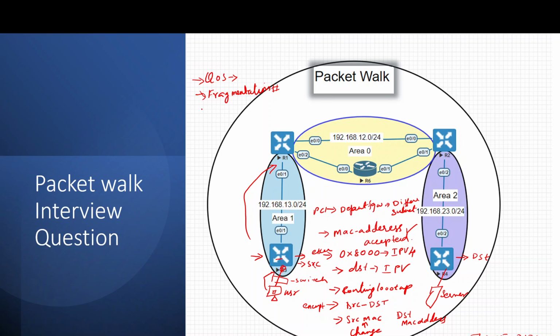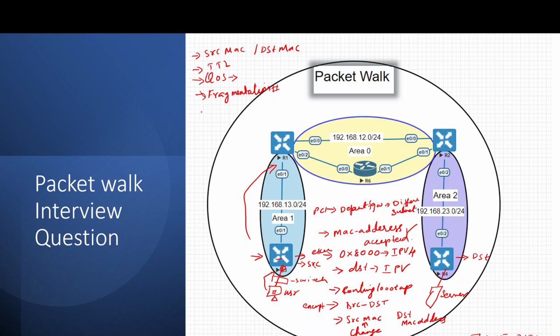So what else? We have changed the source MAC address, destination MAC address, and we did change the TTL value. Let me write: source MAC changed, destination MAC changed. Source IP and destination IP will not change, otherwise the packet will not reach. TTL is changed and QoS is changed, in case they configure QoS, the QoS value bits will be changed. And in case the link has a lesser bandwidth, then fragmentation will happen, so the fragmentation bit will change.